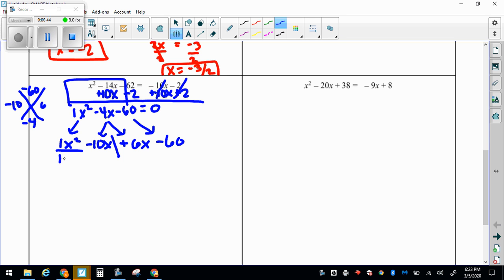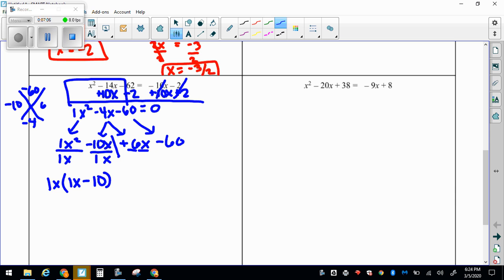Out of the first half, they're both divisible by 1, and they both have an x. When I do that division, 1 divided by 1 gives me 1. X squared divided by x gives me an x left over. Negative 10 divided by 1 makes negative 10. If I have an x and get rid of an x, nothing is left. Put my parentheses with the 1x out in front.